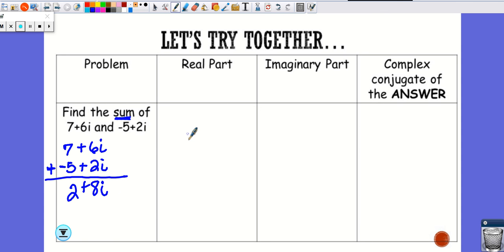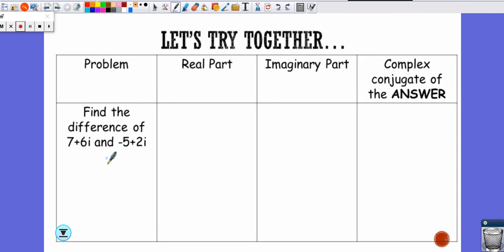So the real part of this number is 2, the imaginary part is 8i, and then it asks me what's the complex conjugate of this answer right here. Well, the definition says to keep the real part and to take the additive inverse of the imaginary part. So there you go. All right, let's keep going. Make sure you write these notes down in your notebook. Okay, and that's your notebook in Book Creator.